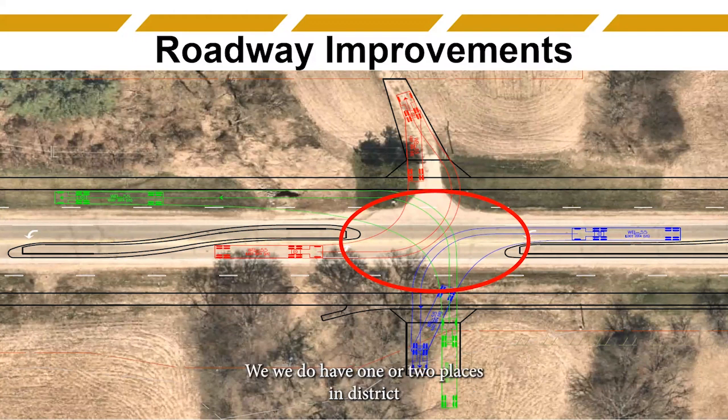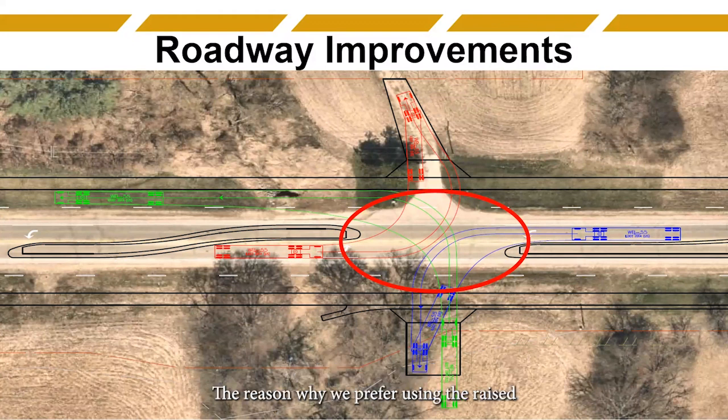We do have 1 or 2 places in the district, like in Rockford on Kishwaukee Street, that has the lower median on it. Again, the only reason we're using it in the locations we are on this project is that the entrances are so tight we can't give individual turn lanes out there, and at the ends where we want to get people's attention with the corrugated median before they get to the raised median.